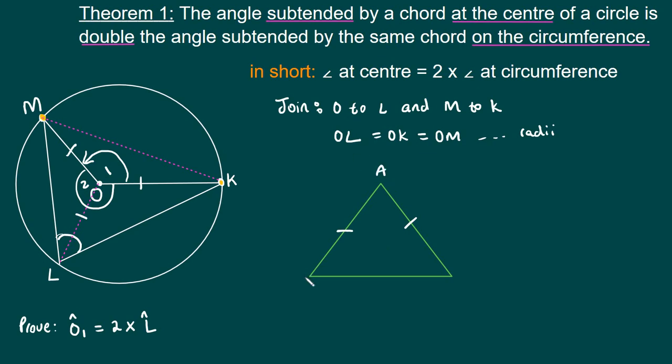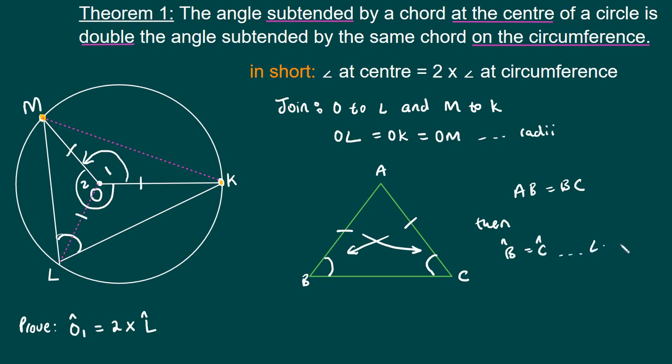So let me just call it A, B, C. If the two sides are equal, let's know that these angles that are opposite the equal sides, they are also going to be equal. Okay, so if AB is equal to BC, then you are going to say that angle B will be equal to angle C. What will be your reason?